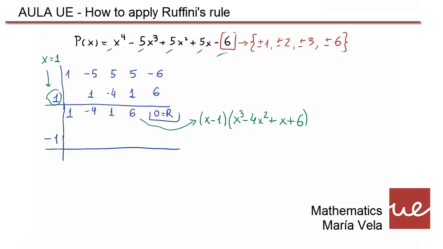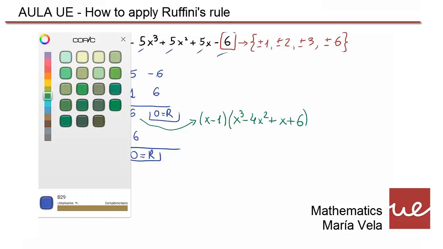Okay, this time let me choose minus 1 as our candidate for being a root. Once again, I copy number 1 below, multiply 1 times minus 1 makes minus 1. Minus 1 plus minus 4 is negative 5, times minus 1 is positive 5. 5 plus 1 makes 6. 6 times minus 1 makes minus 6. And this time, once again, we get a 0. So x equals minus 1 is also a root.